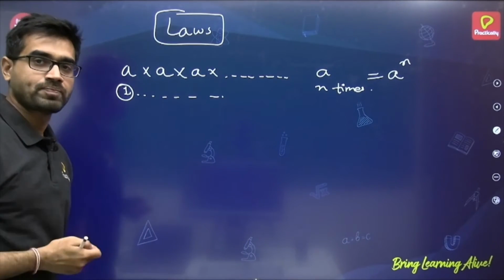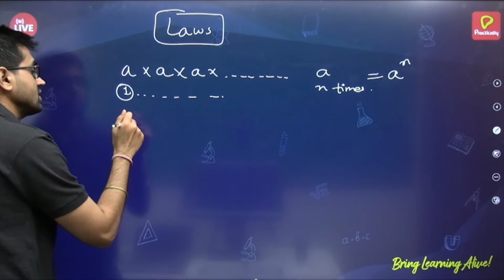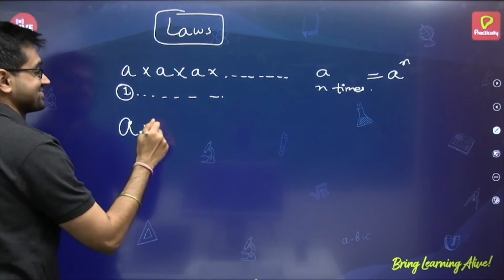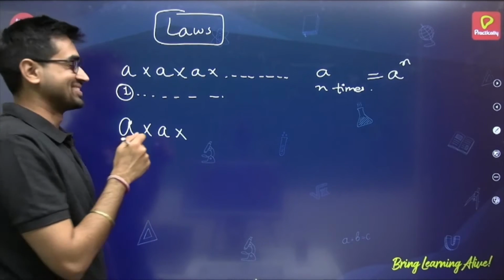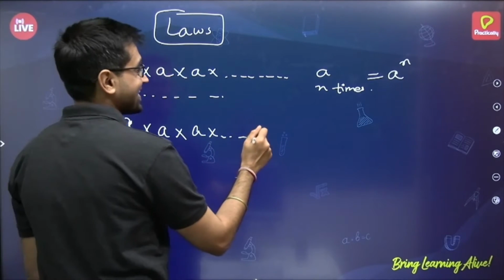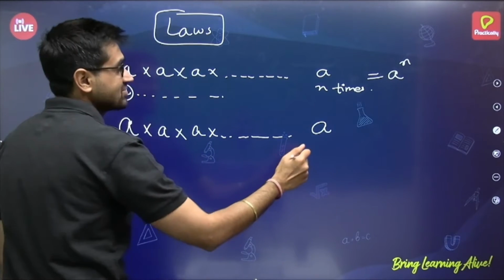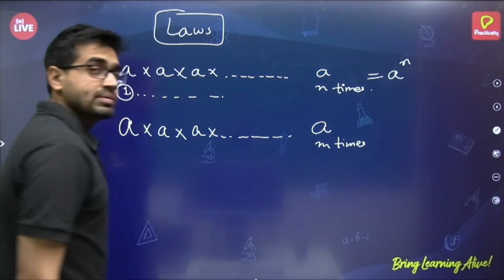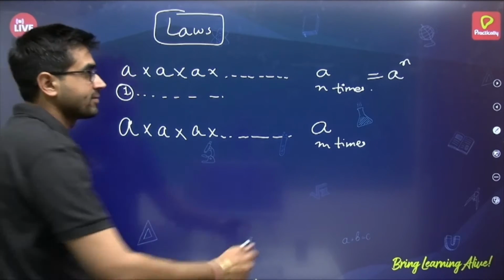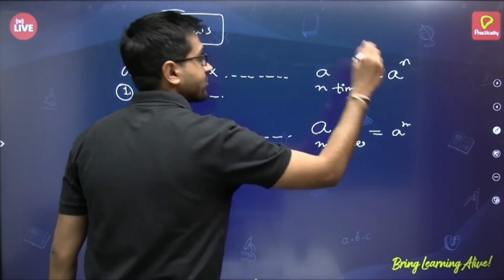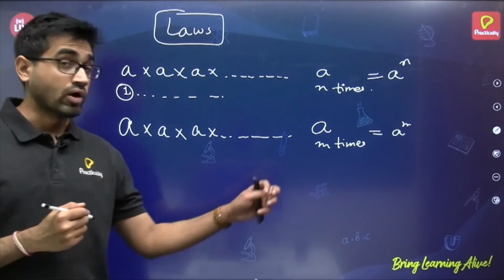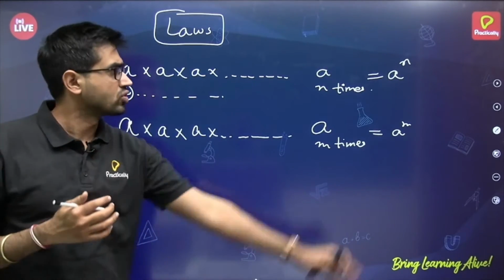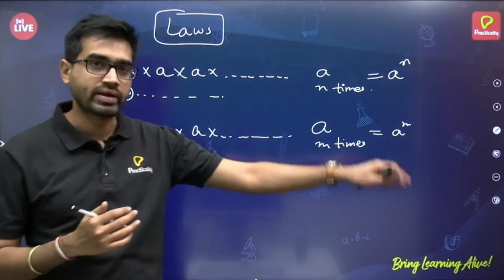This is what I just taught you. Correct. Now, let's take another number. This time, let's take the same number a, but this time let us multiply it only m times. Now, when you multiply it m times, what you get is a to the power m. Now, understand this. You got a multiplied n times, you got power n. Multiplied m times, you got power m.